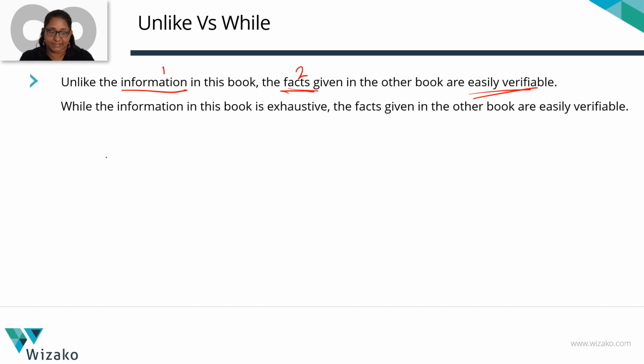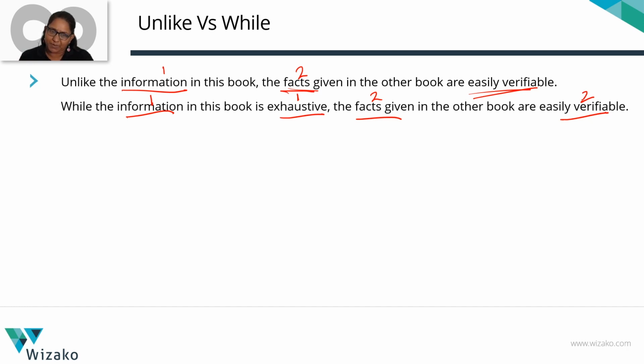But if you look at the second example, while the information in this book is exhaustive, so I'm talking about the information on the basis of what? How exhaustive the information is. The facts given in the other book are easily verifiable. So here I'm talking about the facts and determining whether they are verifiable or not. Is the information in the first book verifiable? We do not know. We've not talked about it. Are the facts given in the second book exhaustive? We have not talked about it.